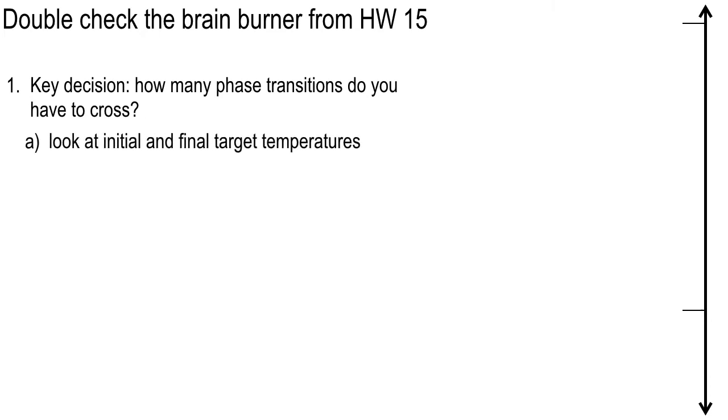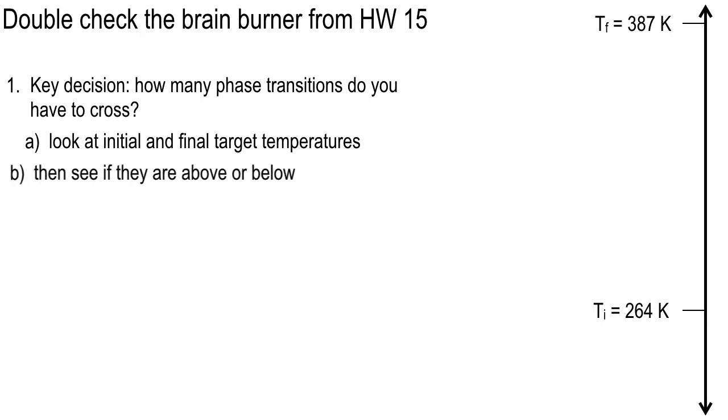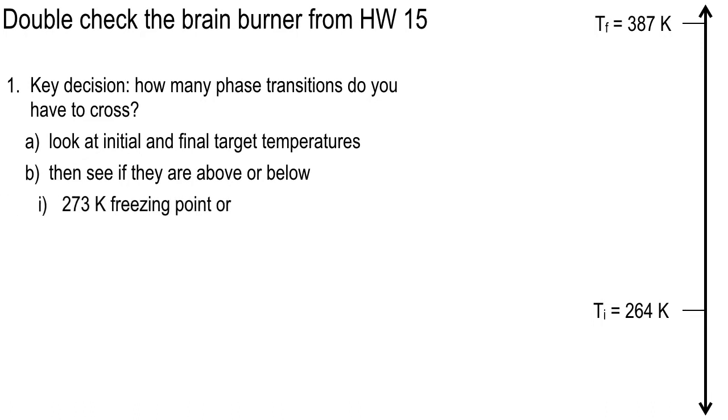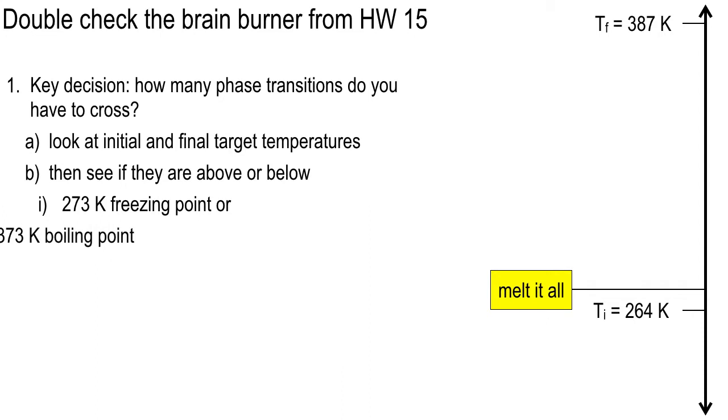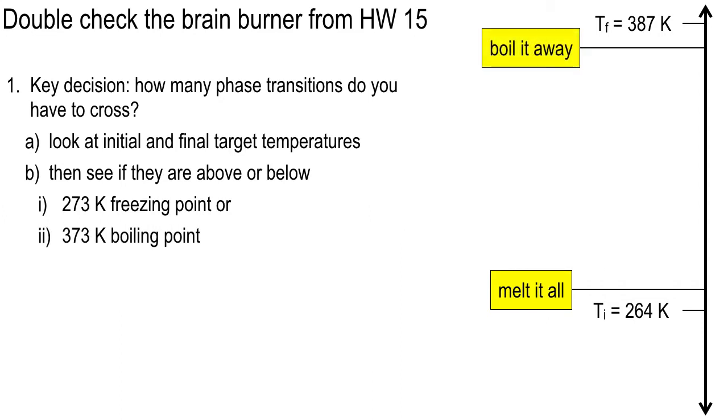So what you do is you look at the initial and the final target temperatures, which for some of you was 264 Kelvin for the initial, 387 Kelvin for the final, the target temperature, and then ask how many phase transitions you go through. Another way to look at it is, is each temperature above or below one of the phase transitions? For instance, is it above or below the freezing point for water, 273 Kelvin? Is it above or below the boiling point for water? That's way up here at 373 Kelvin, where all the water boils away.